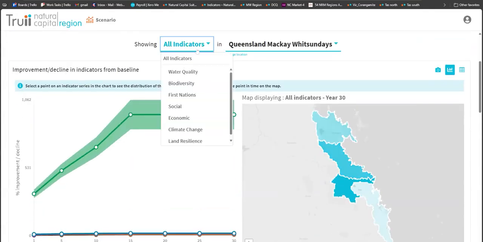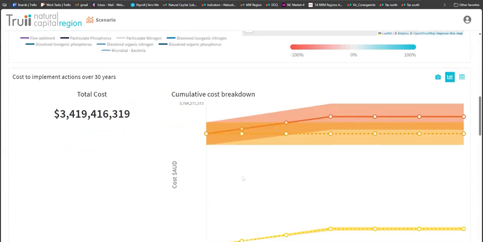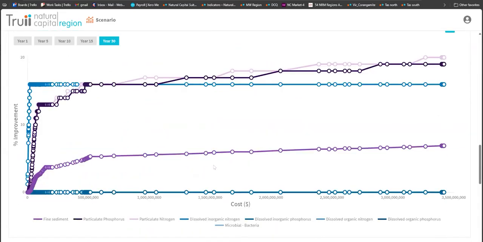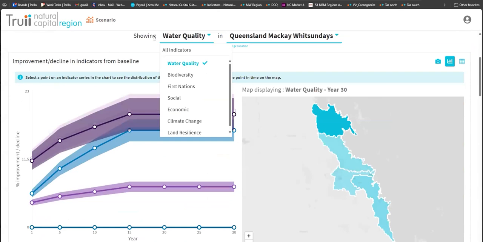Yep. So you can see something like water quality, we get an outcome there. We spent lots of money, okay? And here again is a cost abatement curve where you can see, well, once we spent beyond 500 million, you probably weren't getting a lot of improvement.